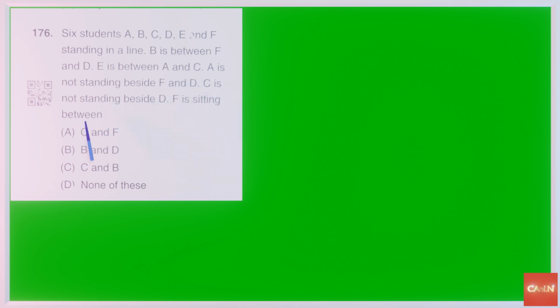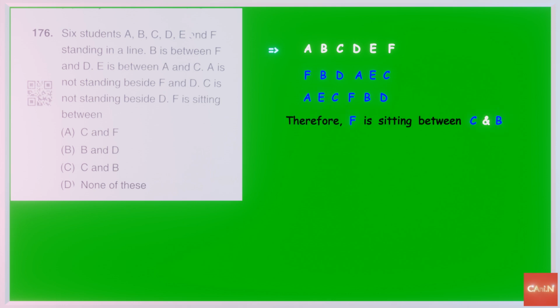So B is between F and D. E is between A and C. A is not standing beside F and D. Also, C is not standing beside D. Therefore, F is sitting between C and B. Hence, the answer is option C.